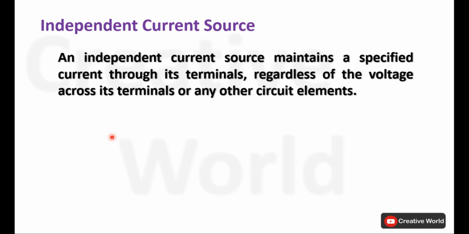In simple words, independent current source, which is also known as constant current source, keeps constant current across its terminal. Change in load connected to it and voltage across its terminal does not affect its output current. This is the symbol of independent current source. I indicates its current value.